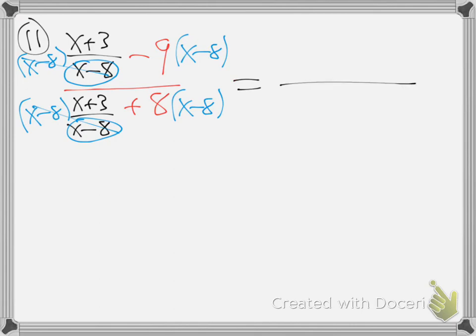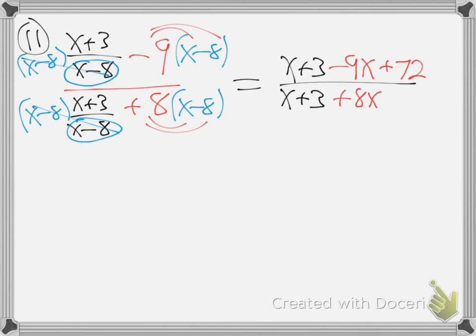So what will it be? It'll be x plus 3, minus 9x plus 72. And the minus 9 goes here. Minus 9x plus 72. Good job. Remember the double negative makes positive. And then on the bottom, x plus 3 again. And the 8 goes there. Plus 8x, whoops, minus 64.